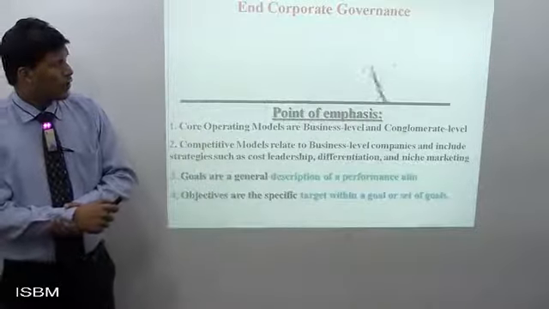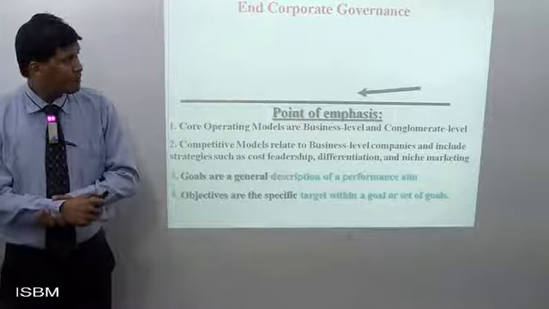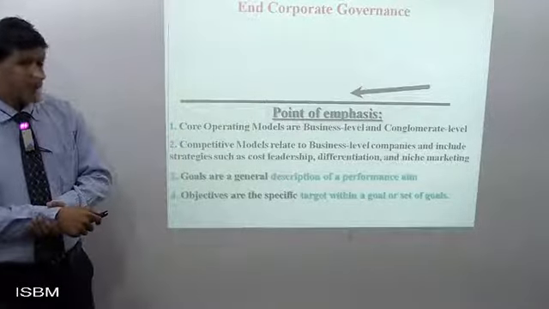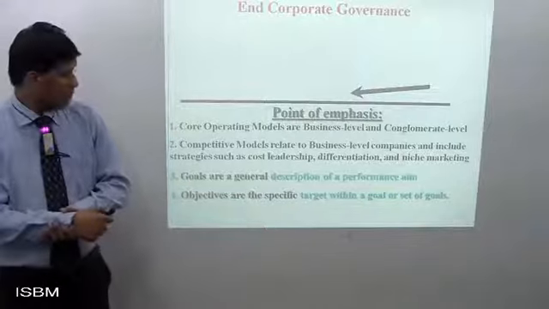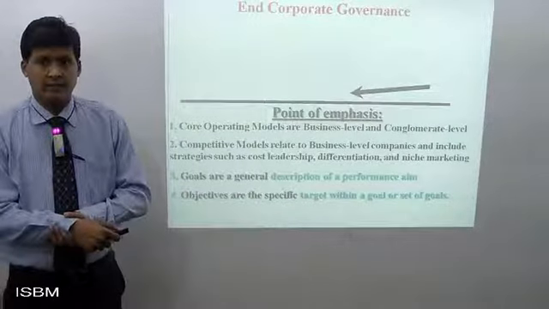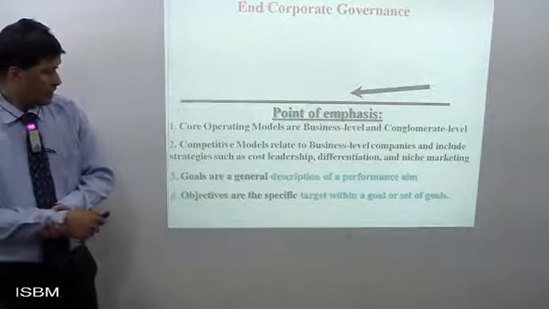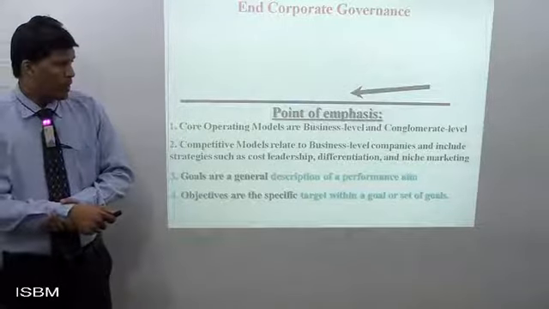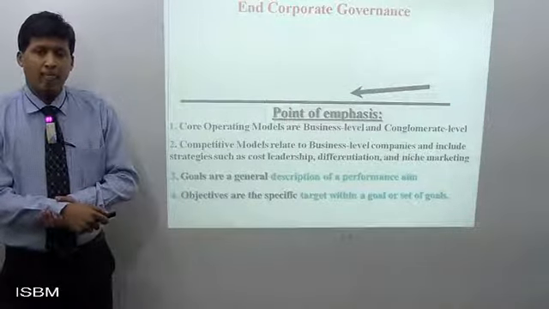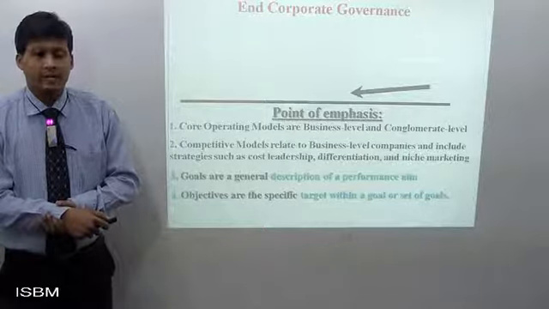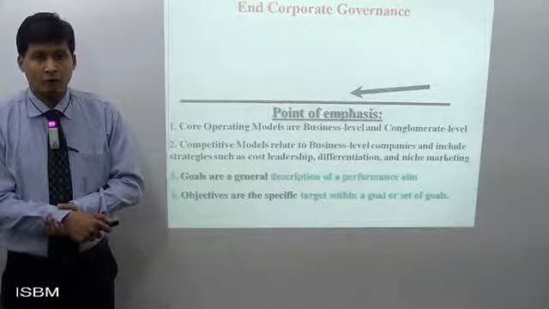Okay, so if you're looking at the session from a corporate governance perspective, the point of emphasis, one is the ROI, the return on investment. The core operating models are the business level and the conglomerate level when we are speaking of corporate governance.